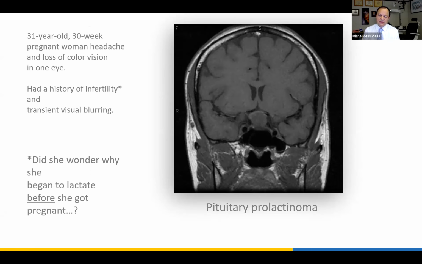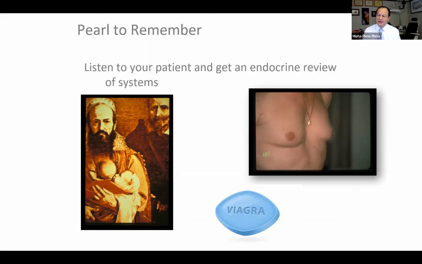Now, the pearl to remember here, and here I know that I'm preaching to the choir because this is part and parcel of what we do, but we have to listen to a patient and get an endocrine review of systems when there are visual symptoms. Always. Is there gynecomastia? Is there galactorrhea? Is there hair loss or hair growth in unusual areas? Is there erectile dysfunction? These are the difficult questions that need to be asked, and we in neuro-ophthalmology always ask them.